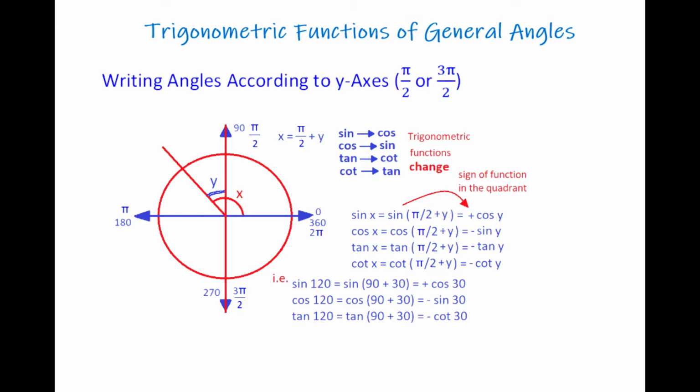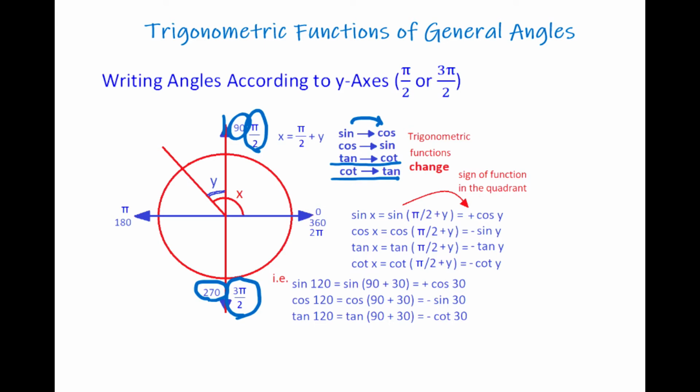And also, guys, let's take a look at how to write the functions according to the y-axis. If you write the function according to the x-axis, it's just as we learned, the functions are not changing. But if you write the angles according to the y-axis, y is this, right? So either pi divided by 2 or 90 or 270 or 3 pi divided by 2. If you write the angles by using those angles, then functions are changed. Like, for example, sine becomes cosine, cosine becomes sine, tangent becomes cotangent, cotangent becomes tangent, guys. This is the first thing that we need to know.